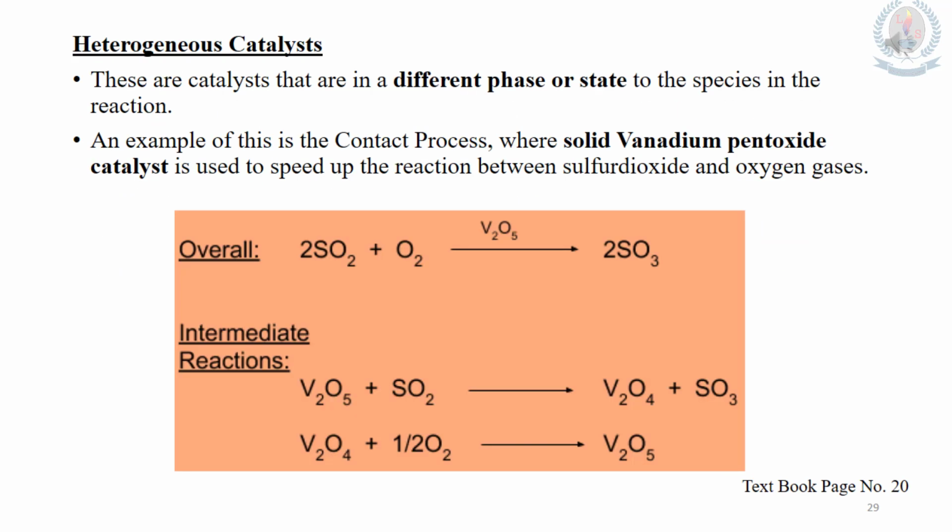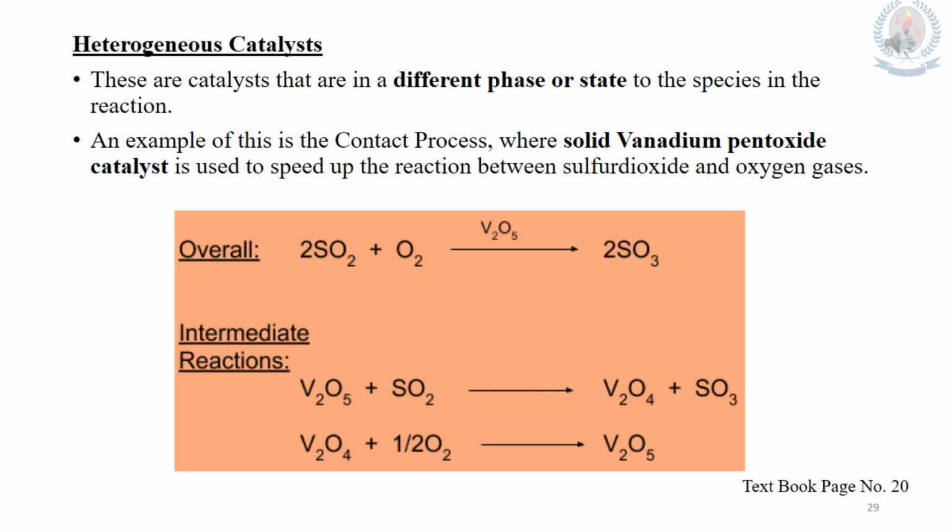Heterogeneous catalyst. First, we will see what are heterogeneous catalysts. They are catalysts that are in a different phase or state to the species in the reaction. An example of this is the contact process. Solid vanadium pentoxide is used to speed up the reaction between sulfur dioxide and oxygen gases.